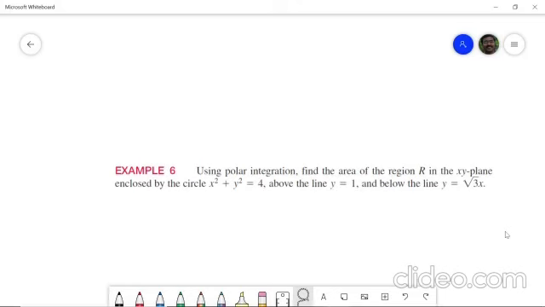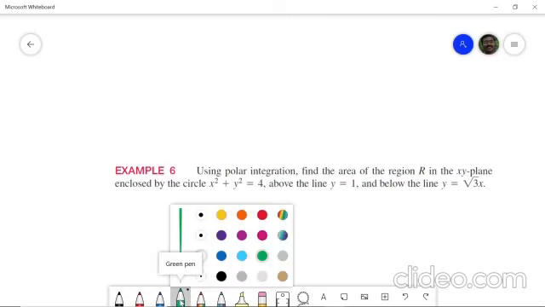Using polar integration, find the area of the region R in the xy plane enclosed by the circle x square plus y square is equal to 4, above the line y is equal to 1 and below the line y is equal to root 3 x. Okay, so they have explicitly asked you to use polar integration in this problem. So we will be using polar integration now.